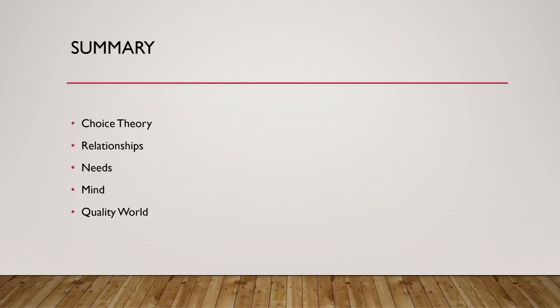So in summary, what we've covered: we've looked at choice theory, which is the foundation of reality therapy. We've looked at relationships, and how very important they are in relation to reality therapy. Clients come to therapy because of unsatisfactory relationships, and that can be unsatisfactory relationships with authority, in a school setting, with peer groups, with friends, with loved ones, with family members.